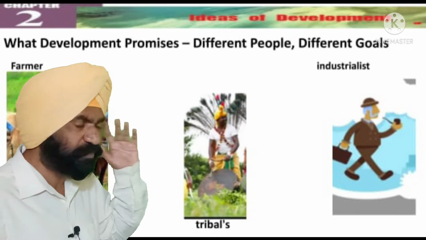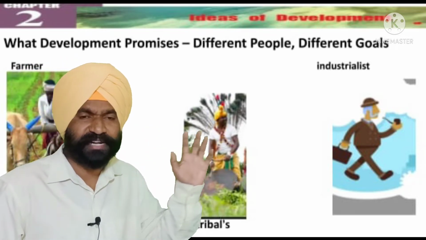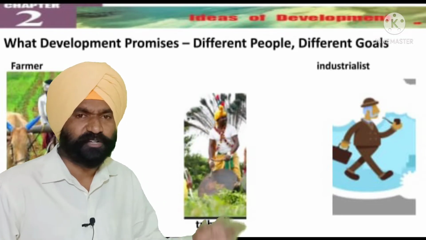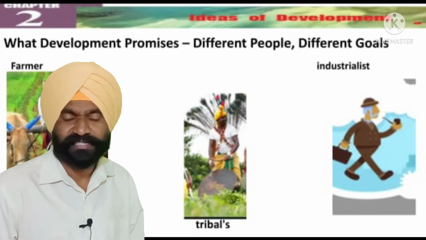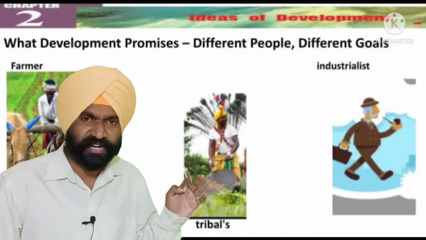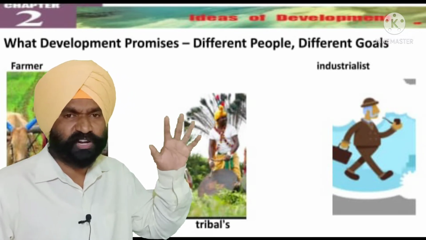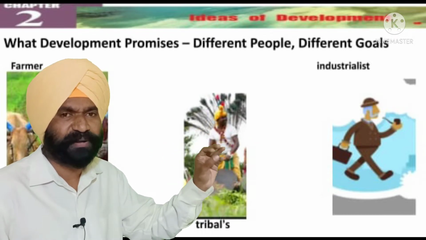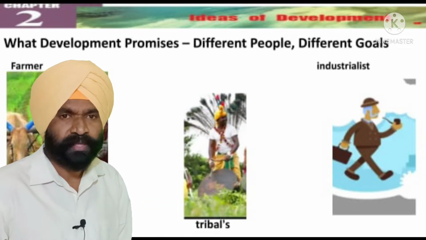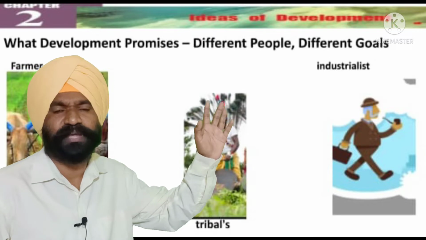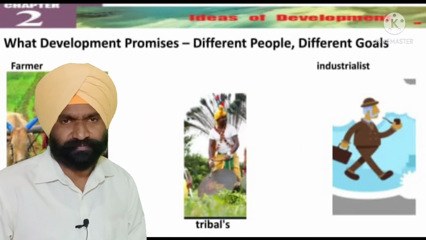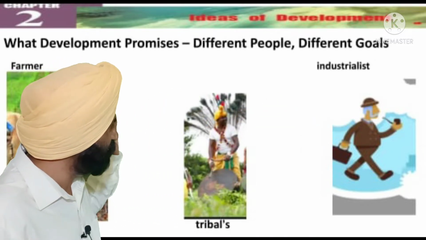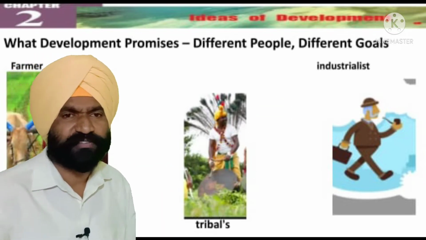A tribal person's idea of development will be different. He doesn't want the dams to be constructed. As dams are constructed, if he is living in a region which is going to be submerged, then development will be destructive for him. It is disrupting his life. He is made to migrate from that region. So the ideas of development for these three people are quite different from each other.